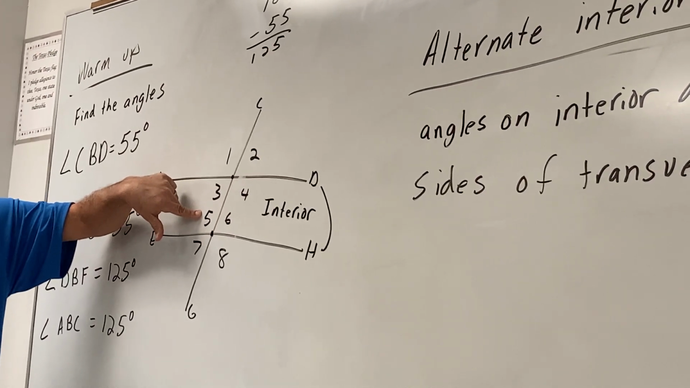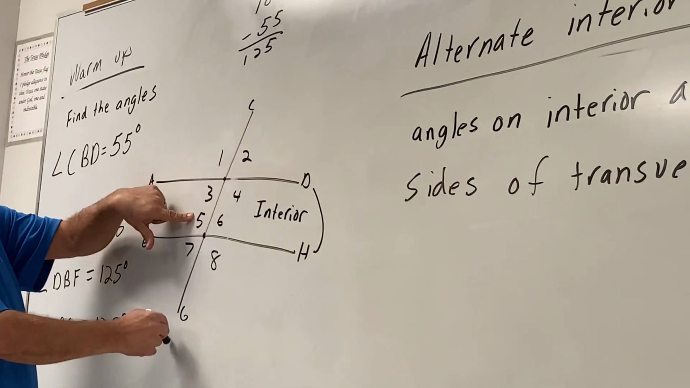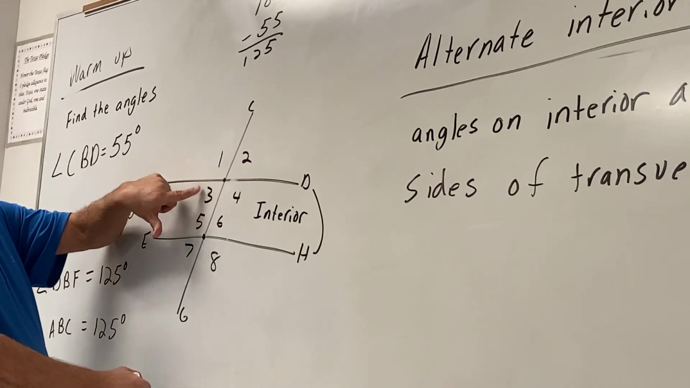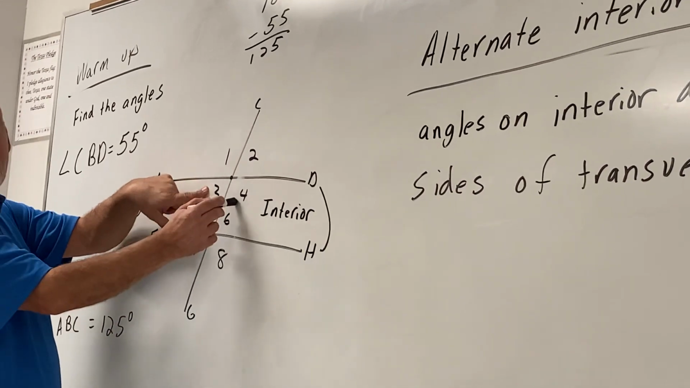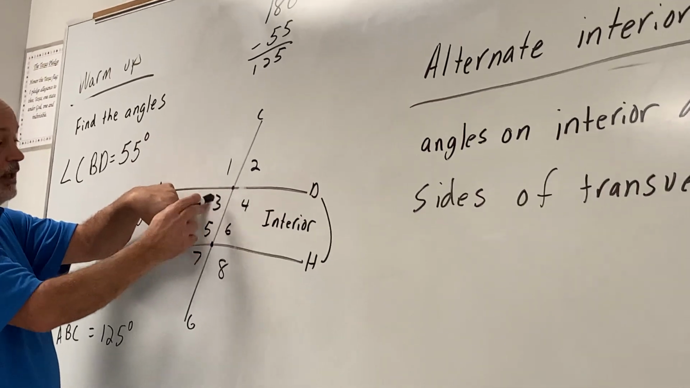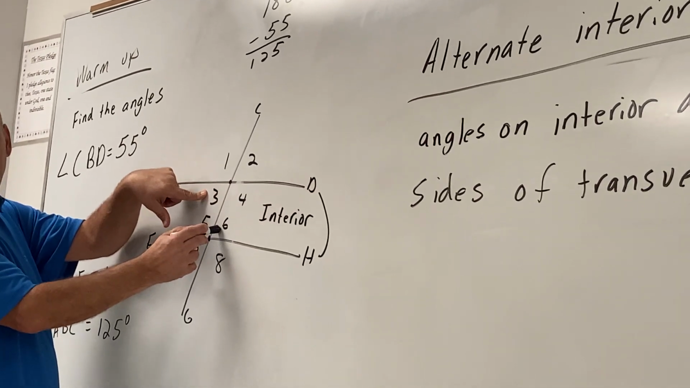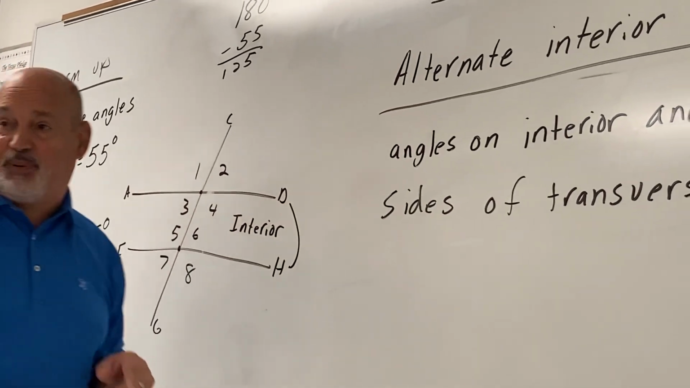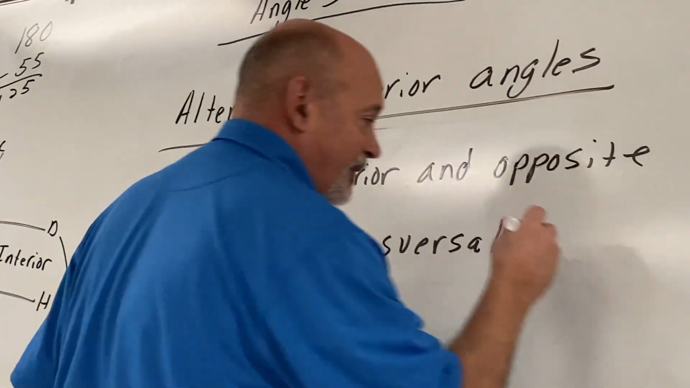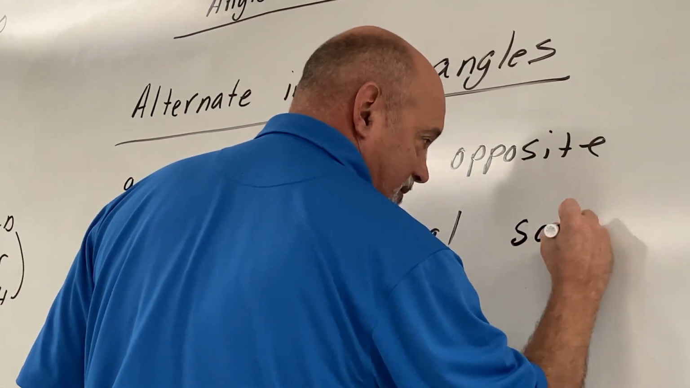No. Isn't this my transversal? 3 and 4 are on opposite sides. Are you with me? 3 and 6 are on opposite sides. Let me add one more piece to this definition. They must be the same size.